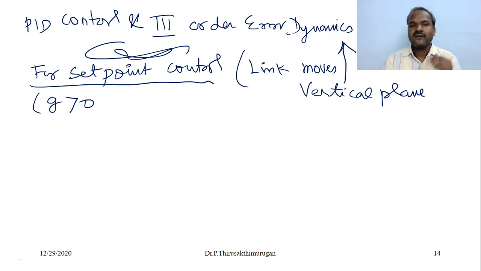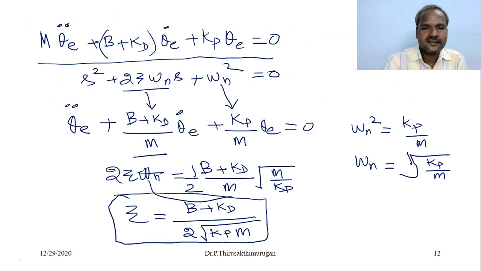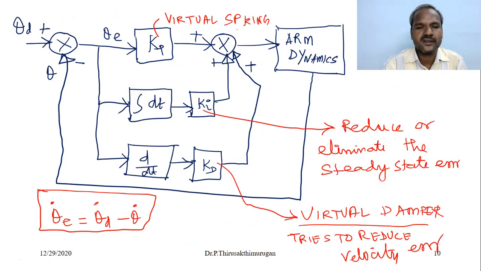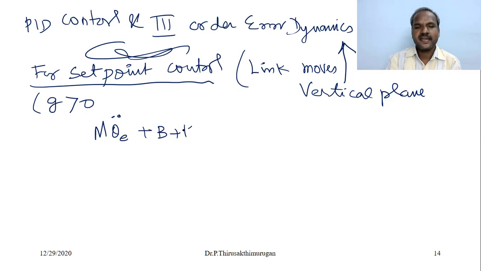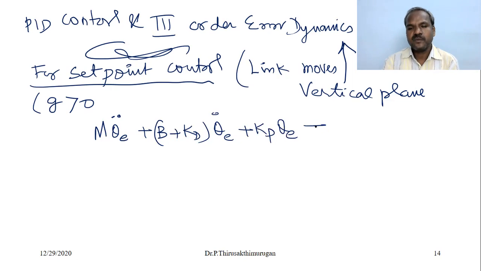Understand, my dears? With the PD controller, we have to introduce the integral term in the controller. So the error dynamics can now be written as m theta e double dot plus b plus Kd theta e single dot plus Kp theta e, and this should be equal to m g r cos theta.